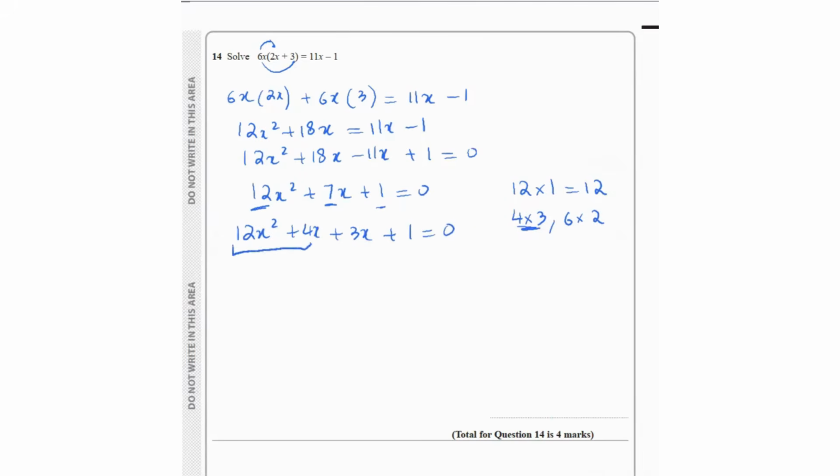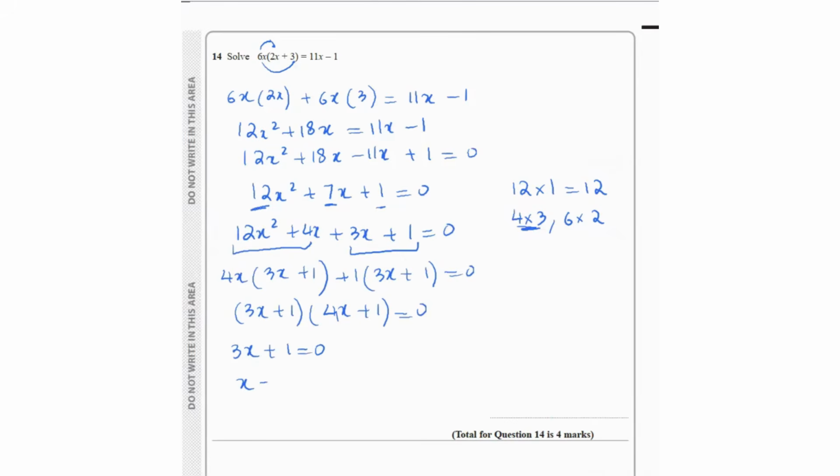Now we factor by grouping. We split the equation into 2 groups. In the first group, we have 4x common, so 3x plus 1 goes in the bracket. In the second group, we have 1 common, so 3x plus 1 goes in the bracket. So between 4x and 1, we have 3x plus 1 common. So that leaves 4x plus 1 in the bracket. So one value of x is going to be negative 1 over 3, and the other one is going to be negative 1 over 4. These are your values of x.